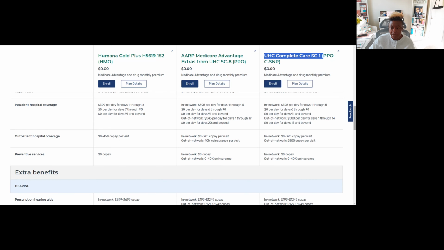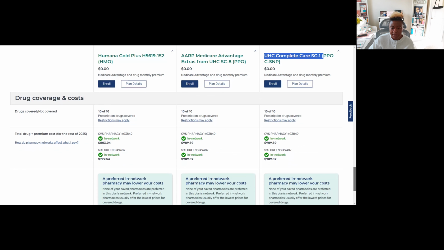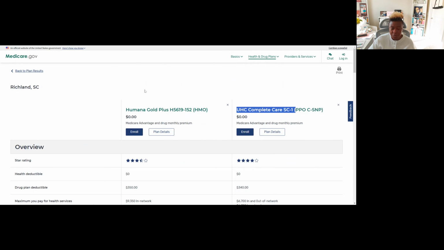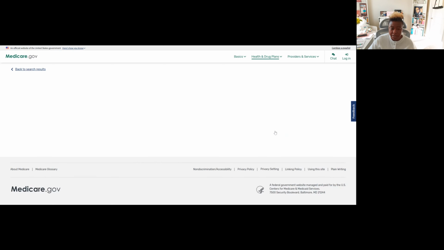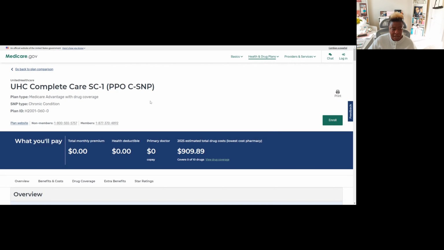And even when I scroll down and look at the drug prices, this one's even more. So I would get rid of this one. And now it's going to be between Humana Gold and this UHC Complete Care. All right. So now you got to go into the fun part, and you actually got to go and see what is actually covered.